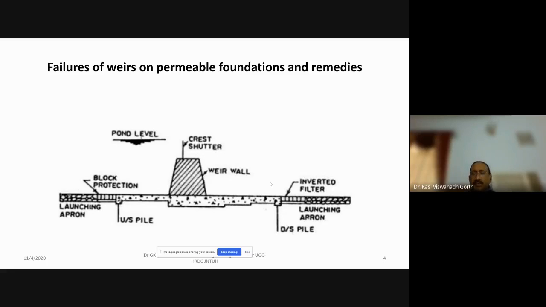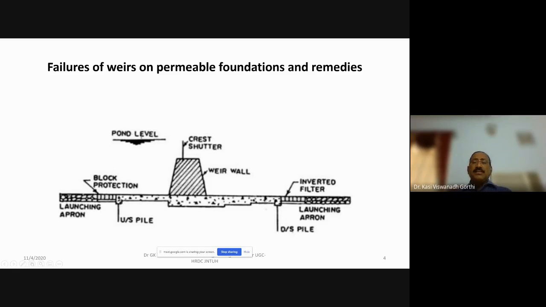Whenever a hydraulic jump is formed, because there is a huge mass of water flowing with huge kinetic energy, there will be an impact on the downstream portion of the weir. This portion may be subjected to huge impact because of the falling water forming the hydraulic jump. Because of that, scouring may take place. So the downstream portion may fail because of this impact of the hydraulic jump. This is another cause of failure of a weir.